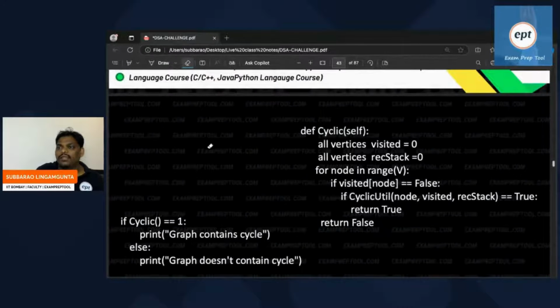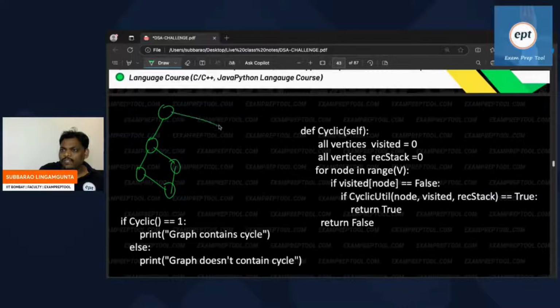Let me write the same diagram here. I have written the program also. I will explain within few minutes.